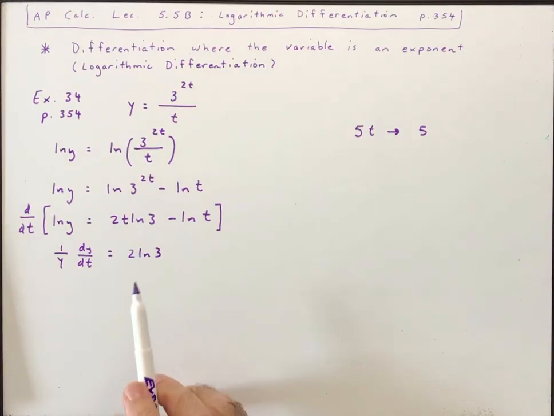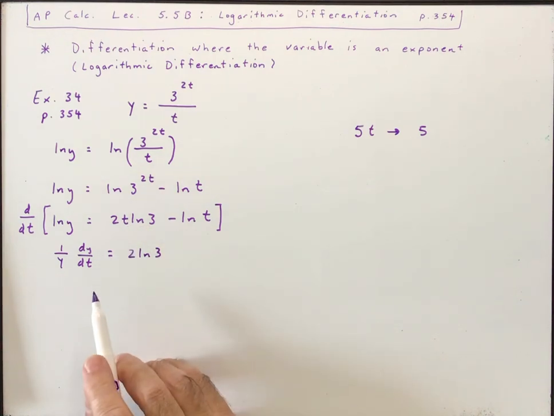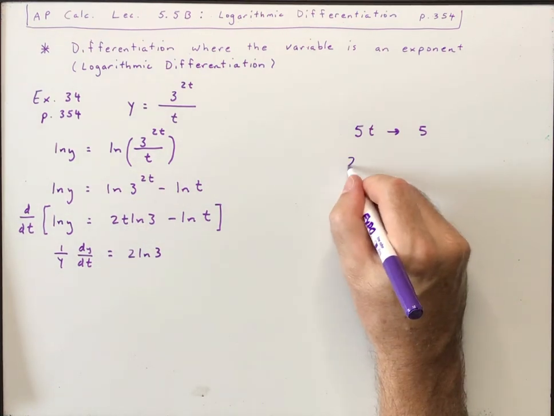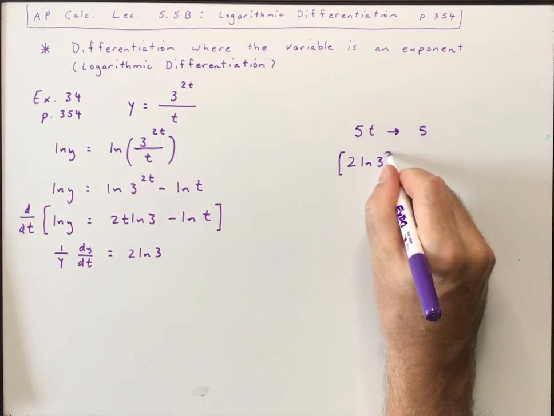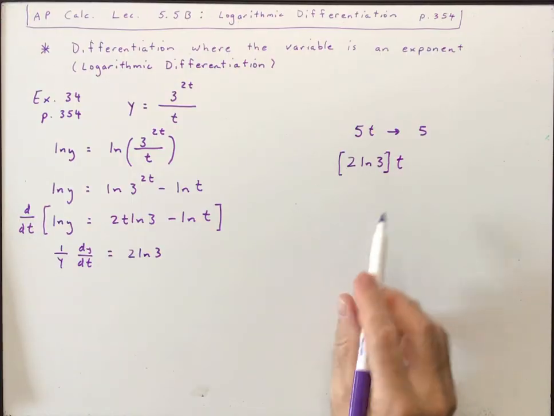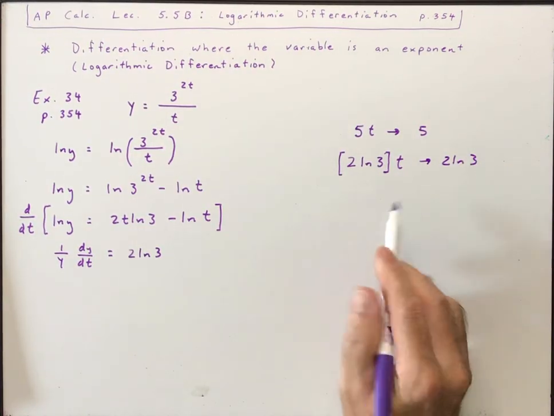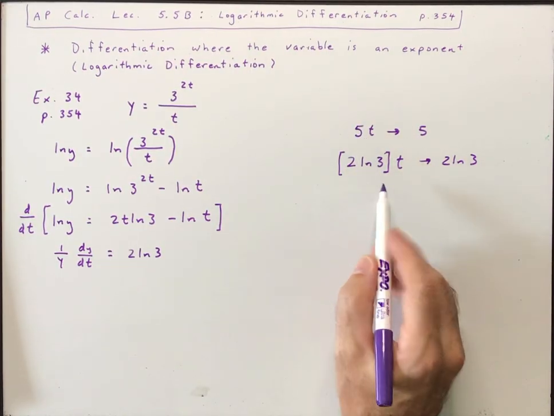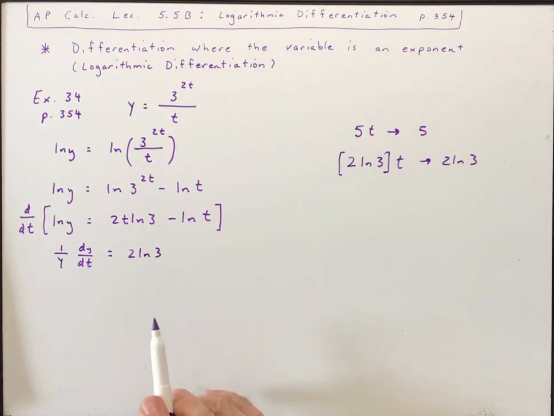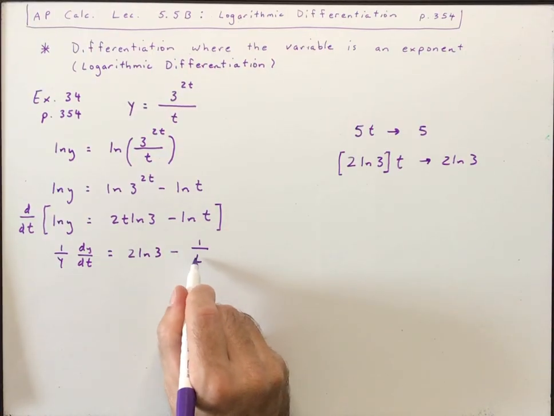So don't let the way that's written with the t in the middle confuse you. If we wrote it like 2 times natural log of 3 times t, it would be pretty easy to see that the derivative is 2 natural log 3, right? Because that's the way we take the derivative of 5t, right? So the t just falls off. I've had students be confused just because it looks different. And then minus the derivative of natural log t, which is 1 over t.